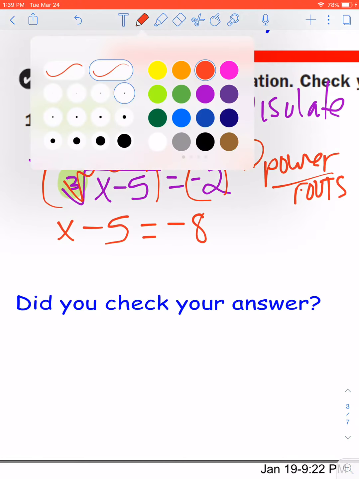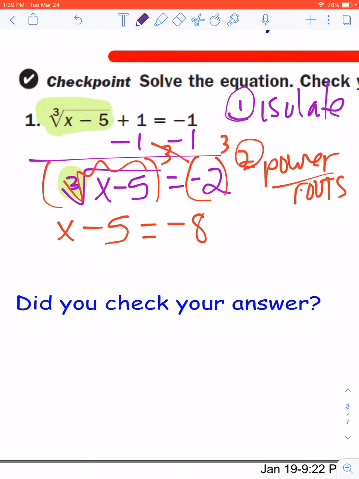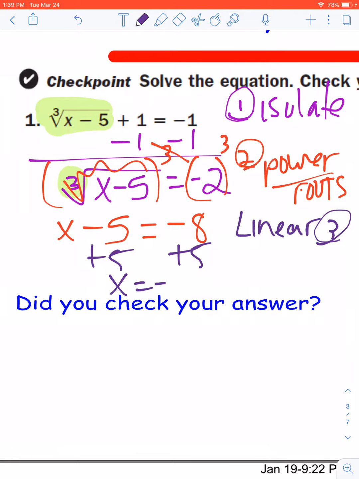What do we have left, friends? Well, this is an x to the first, so this is a linear equation. So step 3 is to solve it. I'm going to solve it by adding 5 to both sides, so x is equal to negative 3. But we're going to get into a good habit of checking our answer.